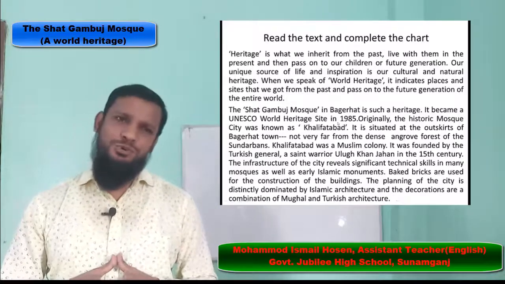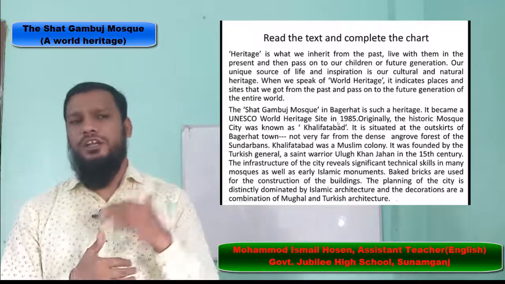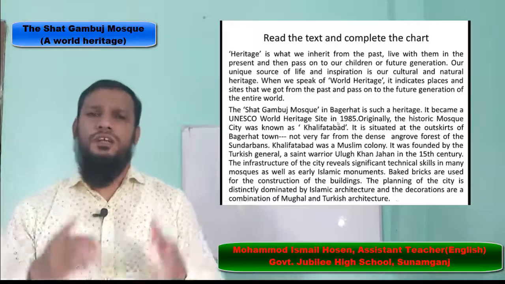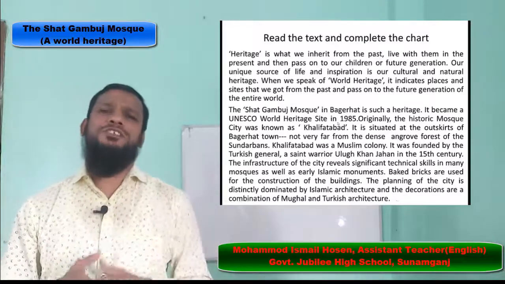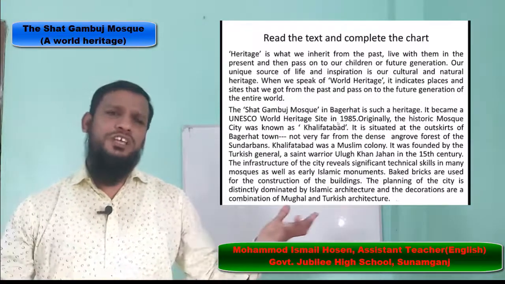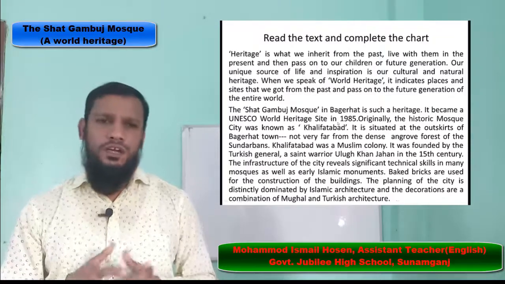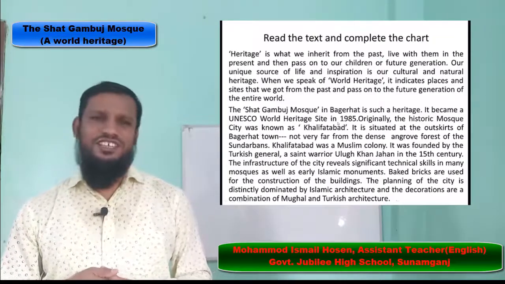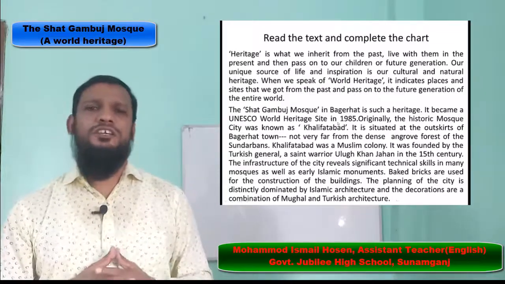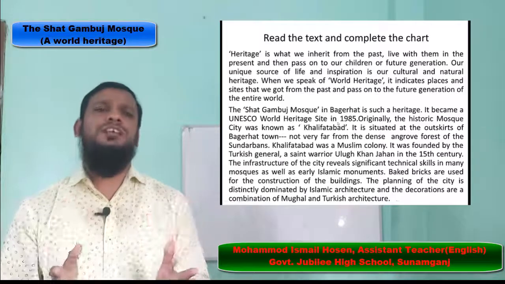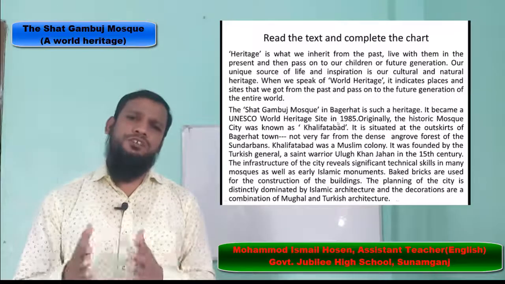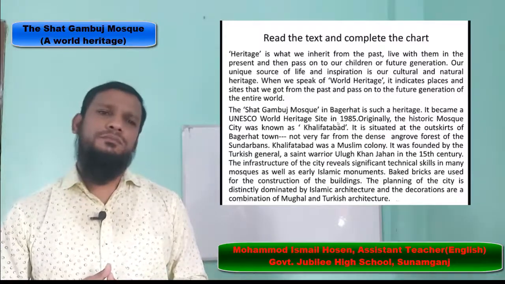Heritage is what we inherit from the past, live with in the present, and then pass to our children for future generations. Our unique source of life and inspiration is our culture and natural heritage. When we speak of World Heritage, it indicates places and sites that we got from the past and pass on to the future generations of the entire world.